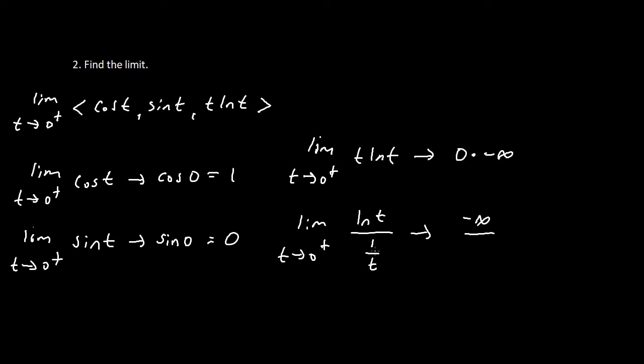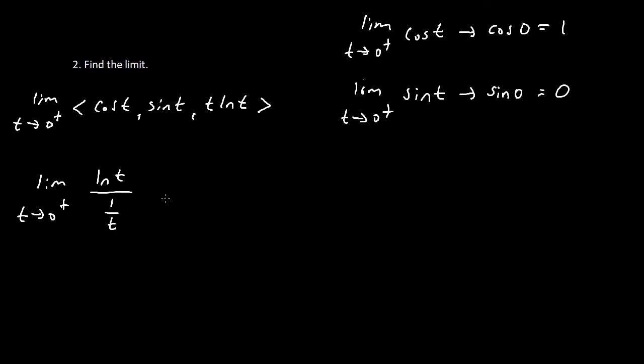Now if I plug in 0, we'll still get negative infinity on the top, and on the bottom, as the t value gets closer and closer to 0, so let's say we have 1 over 0.000001, that's going to get closer and closer to infinity. So we'll basically have infinity on the denominator. In this case, we have infinity over infinity, so we can use L'Hopital's rule.